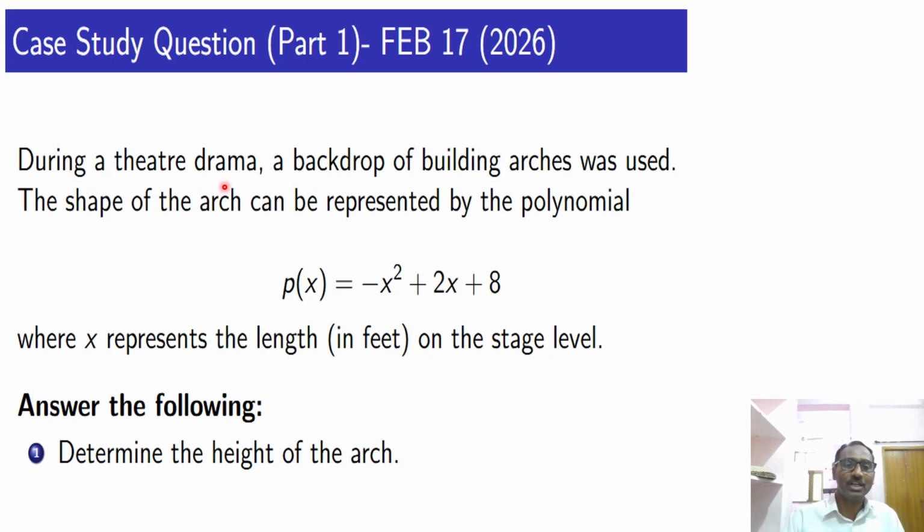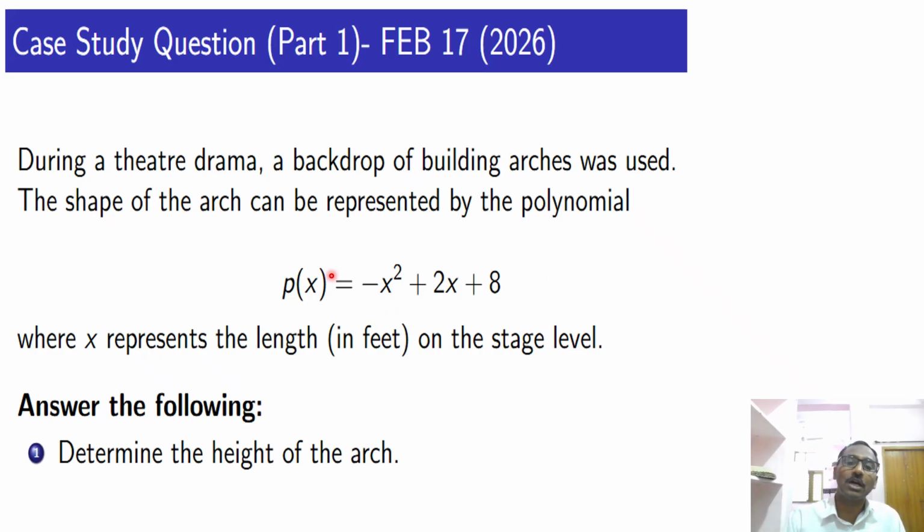During a theatre drama, a backdrop of building arches was used. The shape of the arch can be represented by the polynomial p of x equal to minus x square plus 2x plus 8. So here the coefficient of x square you are having negative, right?